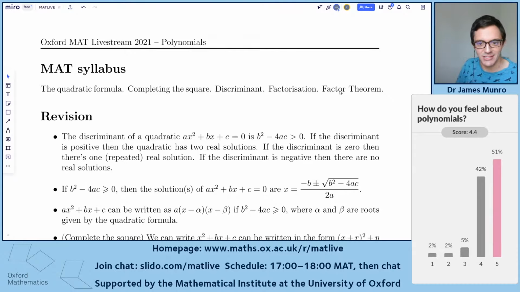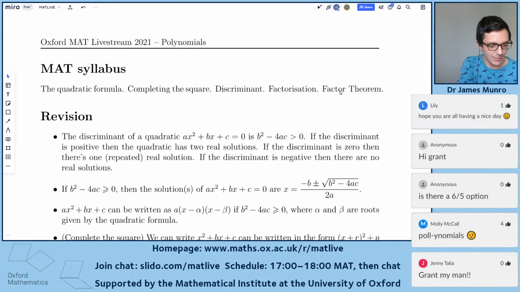Brilliant! Look at that distribution as well. What's that curve called? It's not quite a Poisson sort of curve. It's just 4 and 5 stars, averaging out about 4.4 stars. Amazing stuff. Thank you. Let's see what people are saying in chat. Somebody wanted a 6 out of 5 option. And somebody's done the polynomials pun in chat. Good job, Mol. Polynomials. Right, okay.